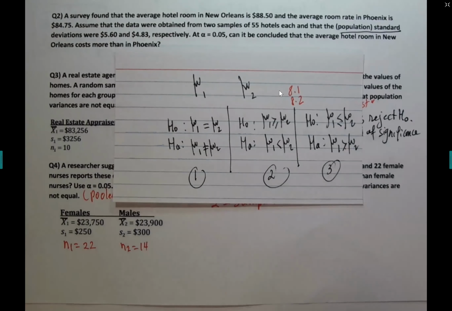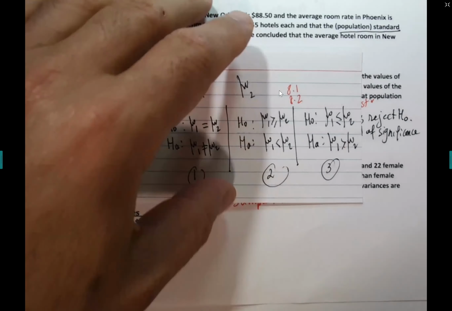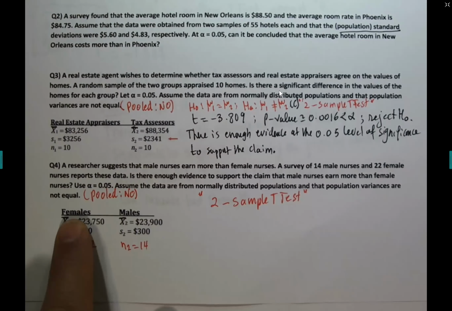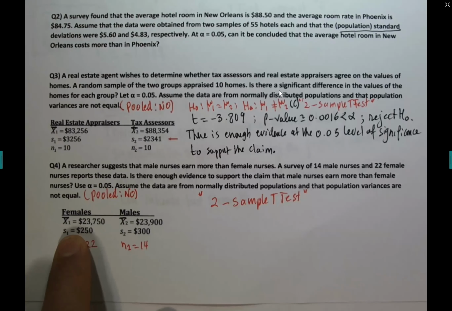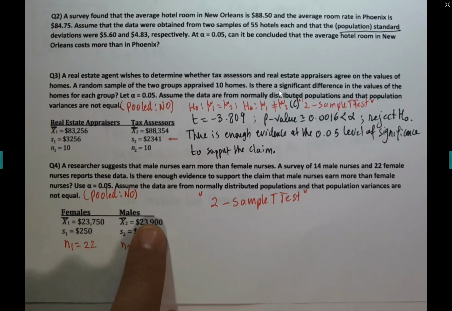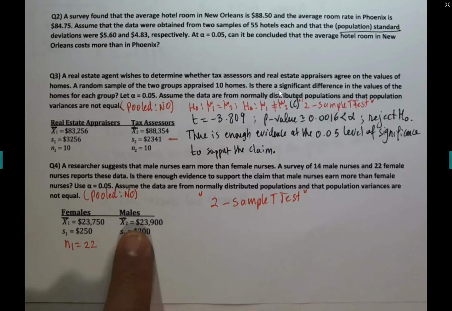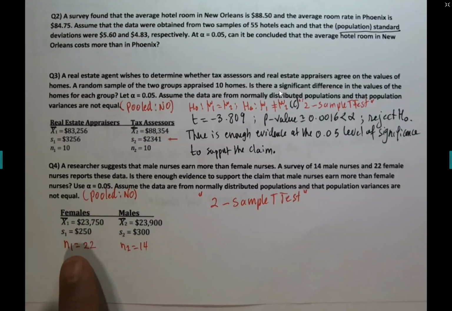But remember here, he's asking if male nurses make more than female nurses, but look what he did with us here. He labeled the females as 1, and the males were second as 2. And we need to obey this and respect the ordering. He says, I want you to call females as number 1 and males as number 2. So now, guys, if males make more than female nurses, that means female nurses make less than. So it's going to be a less than.